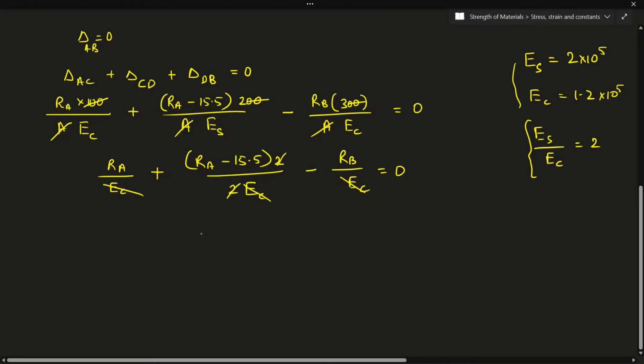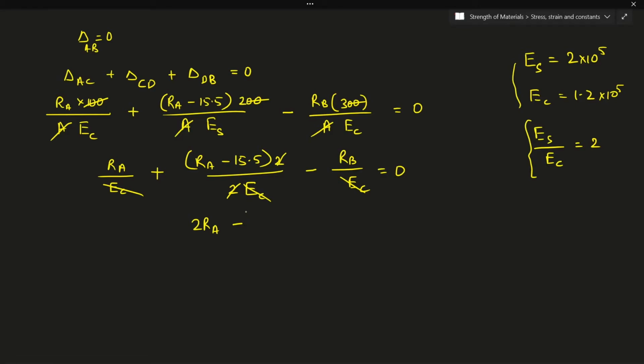Now if I simplify this further, I'll have 2RA minus... I have left out 3 here.